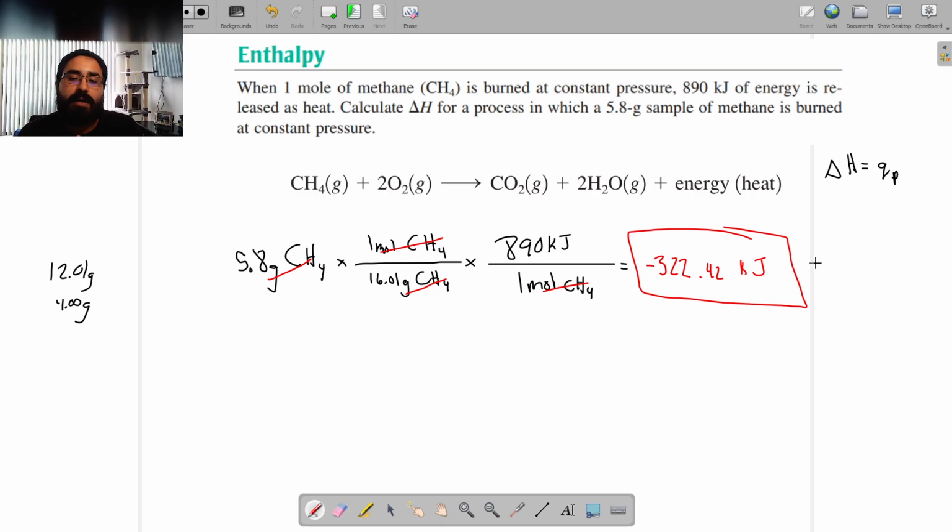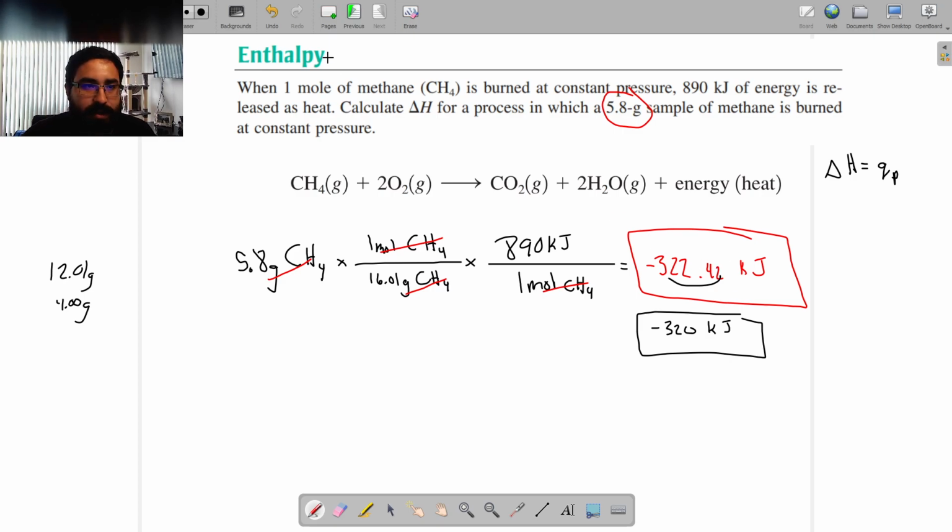So that right there gives us the amount of heat or the amount of energy or the enthalpy of 5.8 grams of methane. All right, and units, oh Lord, negative 320 kilojoules. All right, we're not that accurate or precise, whatever.